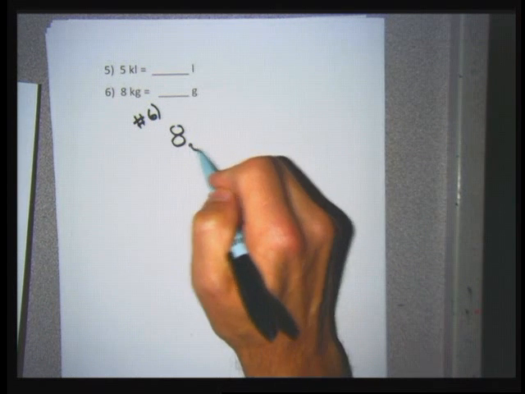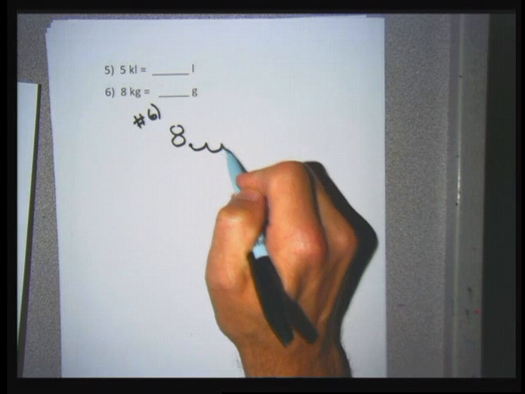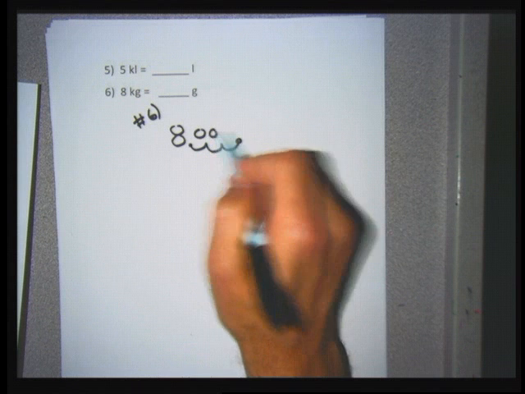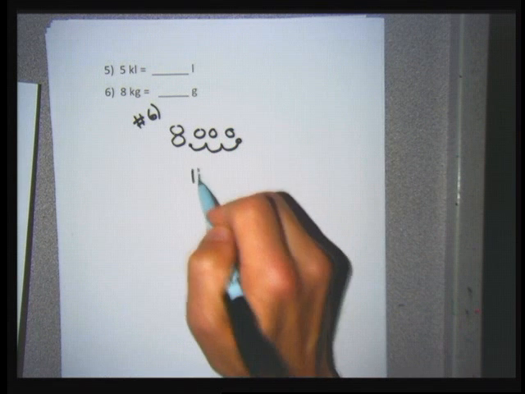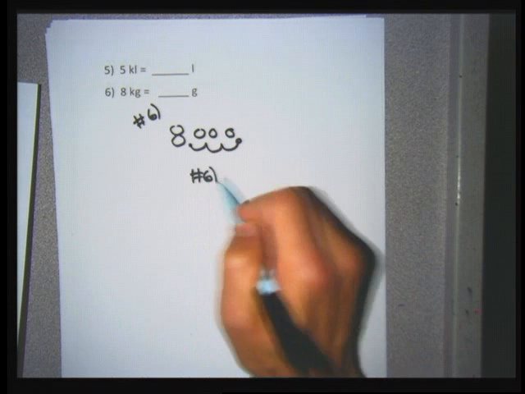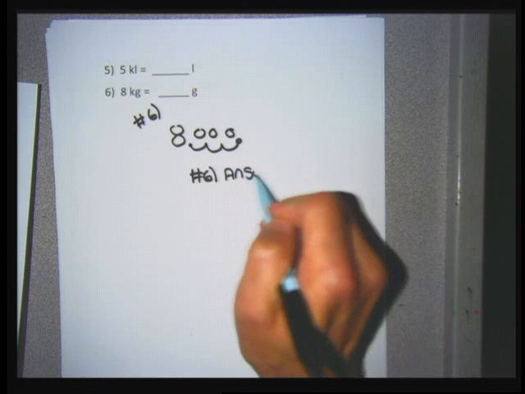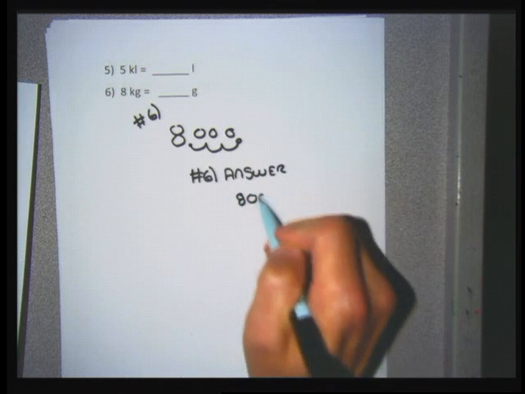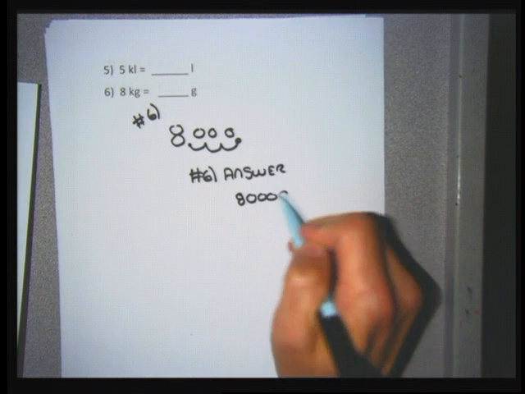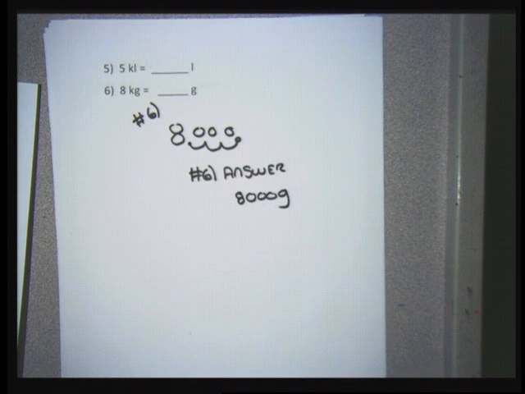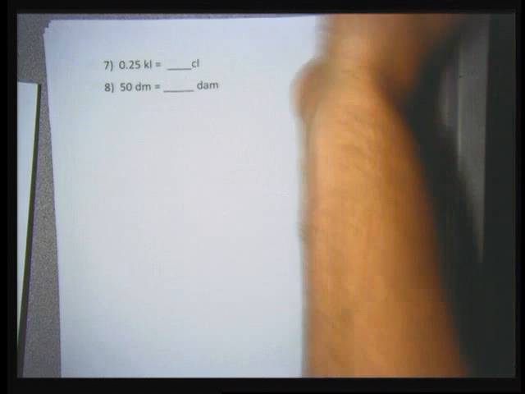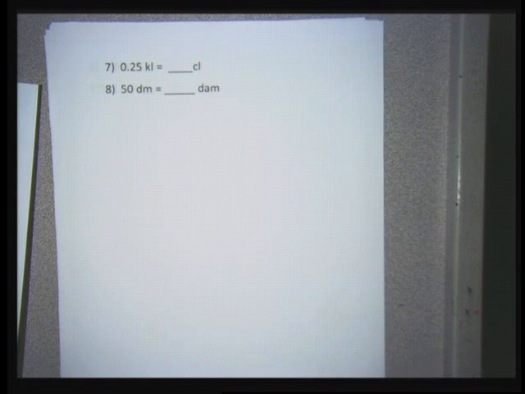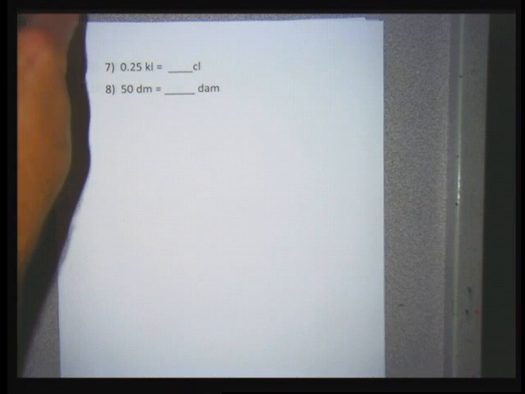So when I'm doing problem 6, I need to move my decimal 3 to the right. There's an implied decimal after the 8 that's not shown but is assumed. Add my zeros in, and for number 6, the best answer is going to have the number 8,000. Not going to show that decimal after the 0, and then grams.